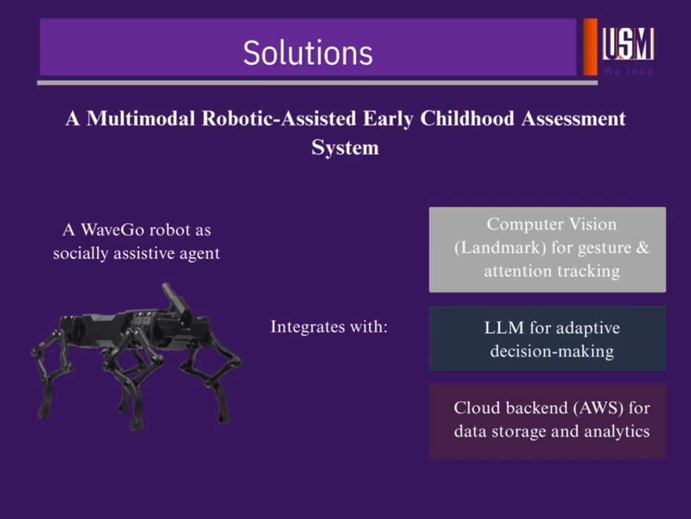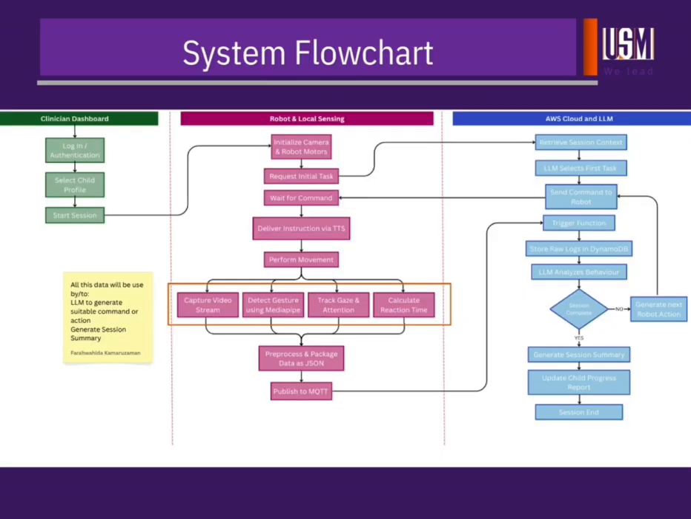I will be using the Webco robot as my socially assistive agent to interact with the kids, where it will be integrated with computer vision, LLM, and also AWS for storage and analytics. This is a system flowchart demonstrating what will happen during the session. Roughly, the clinician will log into the system and register a patient, which is the child. And then the clinician will start the session.